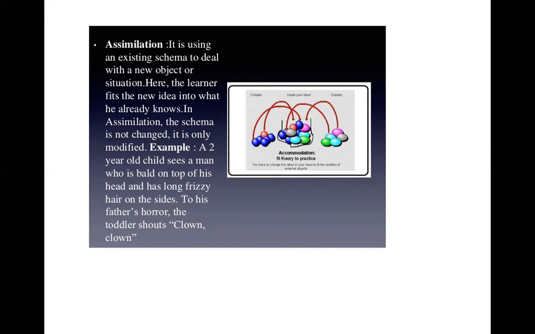Look here, when a child sees a person who has no hair on his head and long frizzy hair on the sides, of course, maybe the toddler, the smaller child, can shout, clown, clown, clown. So maybe his schema, his assimilation, is that he has seen a clown somewhere on TV and he thinks that this person is also a clown. Why? Because he has no hair on his head.